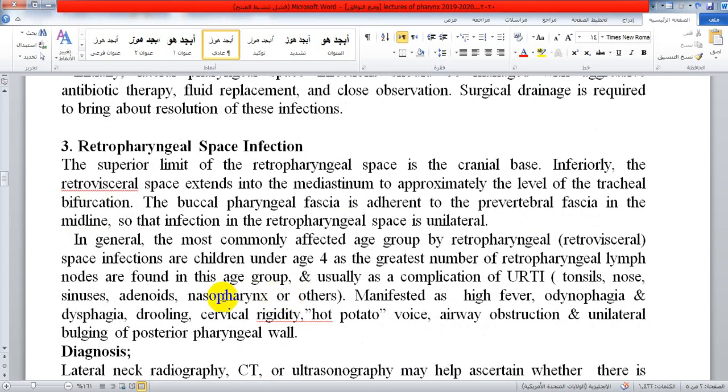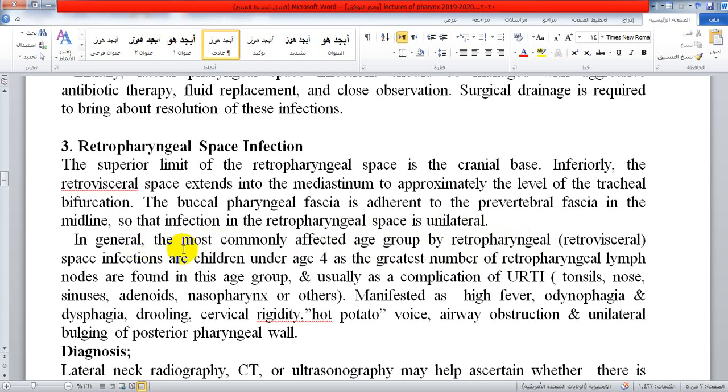Now we go to the retropharyngeal space infection. The superior limit of the retropharyngeal space is the cranial base. Inferiorly, the retrovisceral space extends into the mediastinum to approximately the level of the tracheal bifurcation. The buccopharyngeal fascia is adherent to the prevertebral fascia in the midline, so that infection in the retropharyngeal space is unilateral.